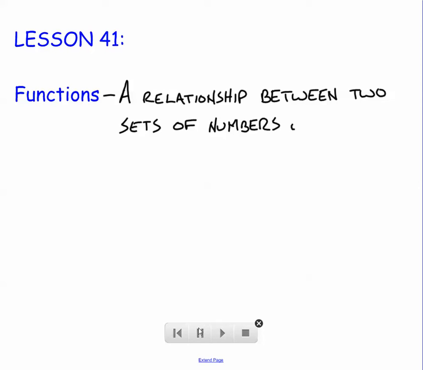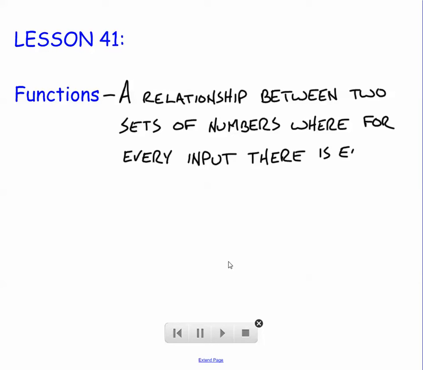A function is a relationship between two sets of numbers where for every input there is exactly one output. Okay, a relationship between two sets of numbers where for every input there is exactly one output. Okay, we'll come back to this.